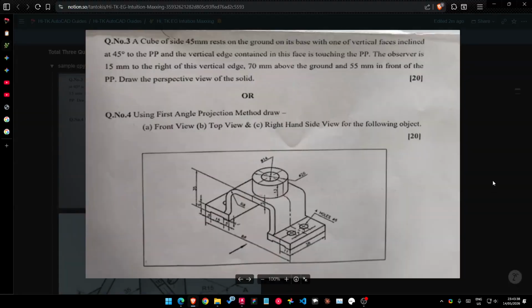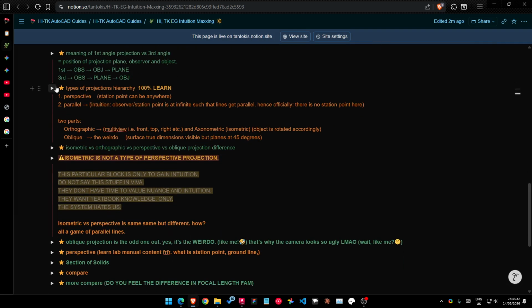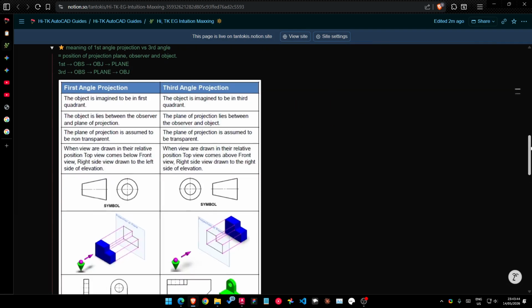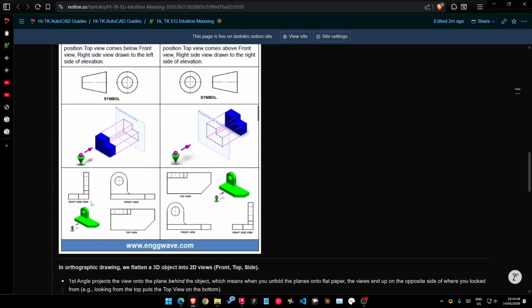So what is isometric projection? The different types of projection are, did you understand this? First versus third angle. In third angle we do this, but in first angle the front view is drawn above, the top view below, and right hand on the left side.